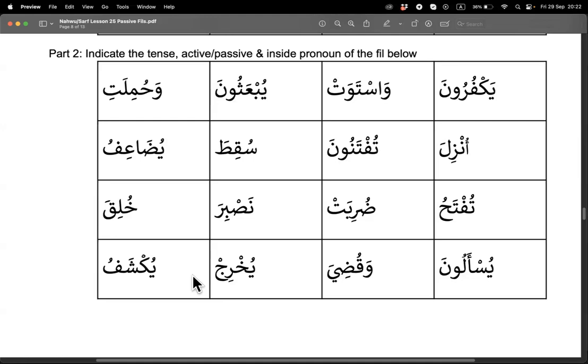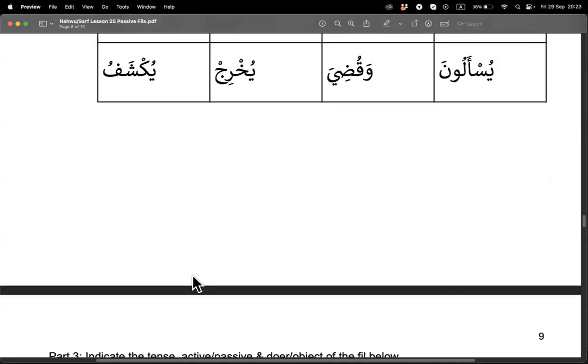Yukashafu, this one is fi'il mudhari'. The pattern is u'a, and then it is majhul, and then the naibul fa'il will be huwa. Yes. Okay. So you just have to be careful to not straight away see the pattern. You must double confirm with yourself that this is madi or mudhari' first. That's all. Otherwise, inshallah, this is quite easy.